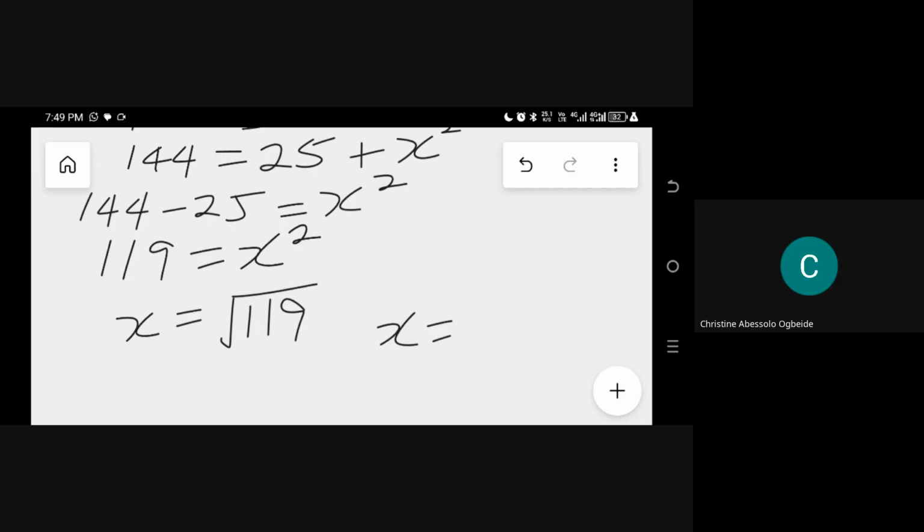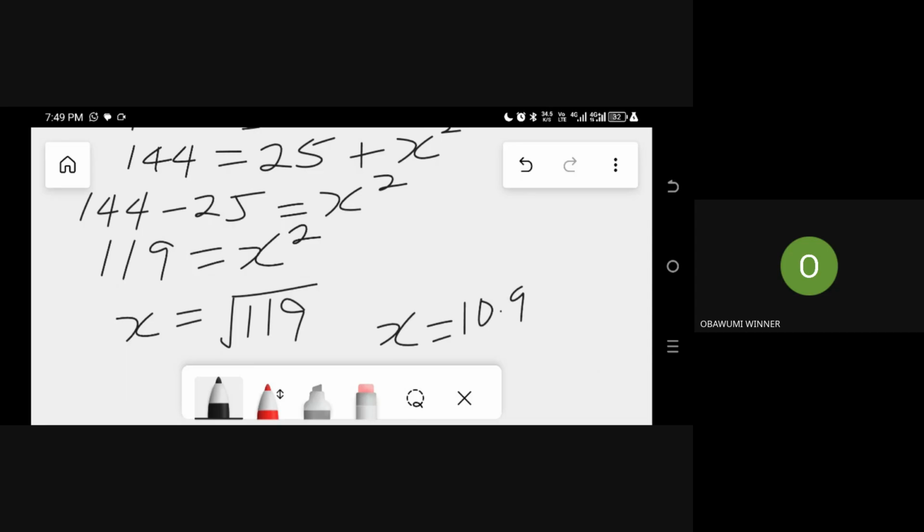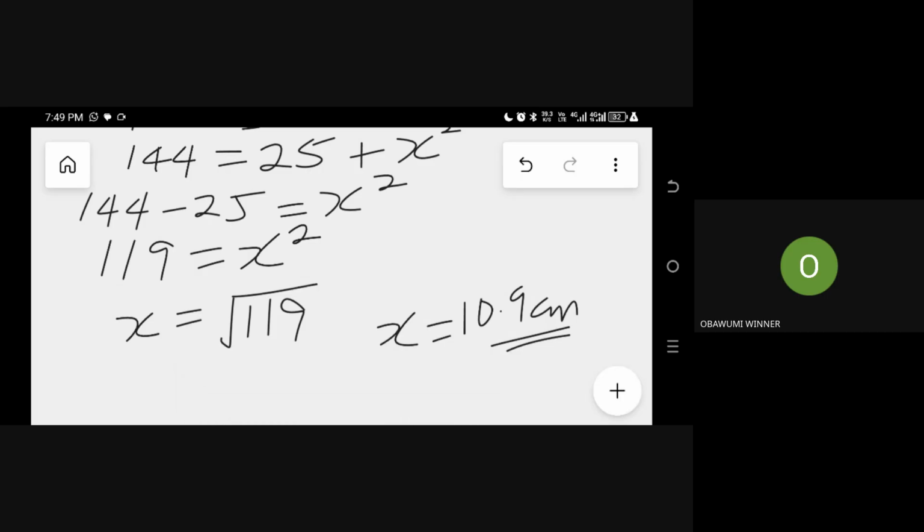10.9. 10.9. Okay, so 10.9 centimeters. s is 10.9.